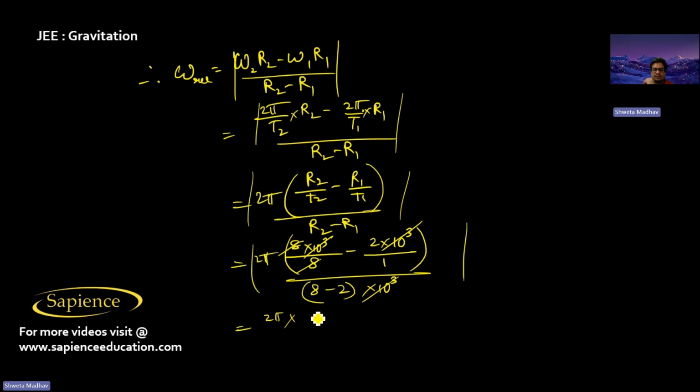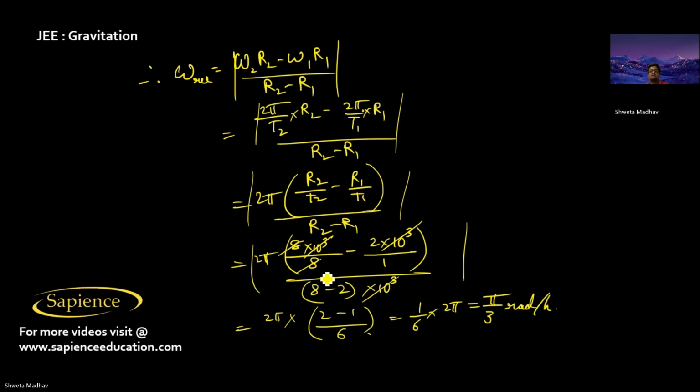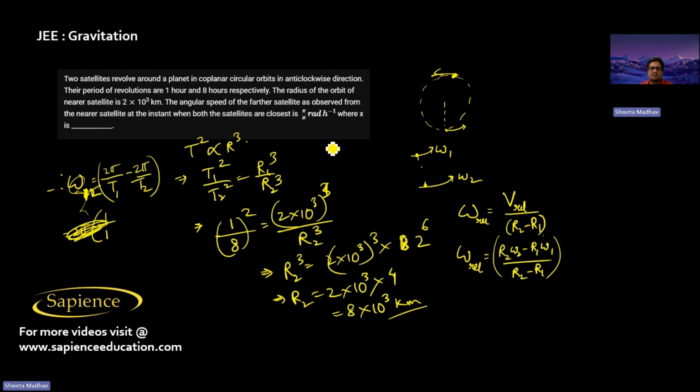So 2 pi into (2 minus 1) divided by 6. This is 1 by 6. So 1 by 6 into 2 pi, that is equal to pi by 3 radian per hour. Since it is 8 hour and 1 hour, this is 5 by 3 radian per hour. So 5 by 3 is equal to 5 by x. So x is equal to 3. So 3 is the answer.